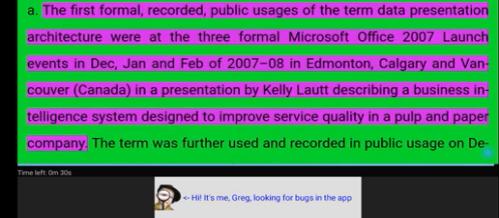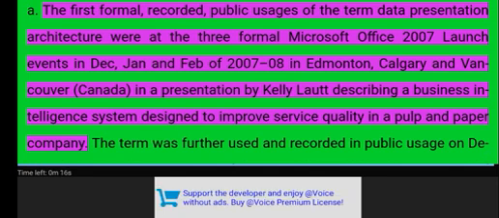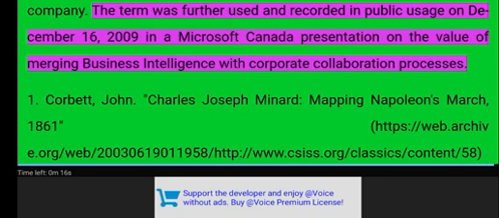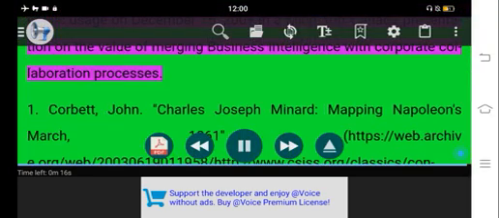The first formal, recorded, public usages of the term data presentation architecture were at the three formal Microsoft Office 2007 launch events in December, January and February of 2007-08 in Edmonton, Calgary and Vancouver, Canada, in a presentation by Kelly Lautt describing a business intelligence system designed to improve service quality in a pulp and paper company. The term was further used and recorded in public usage on December 16, 2009 in a Microsoft Canada presentation on the value of merging business intelligence with corporate collaboration processes.